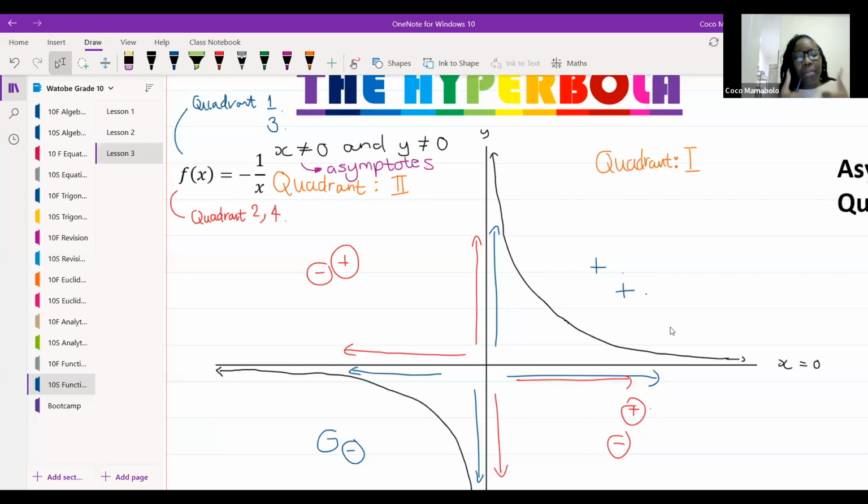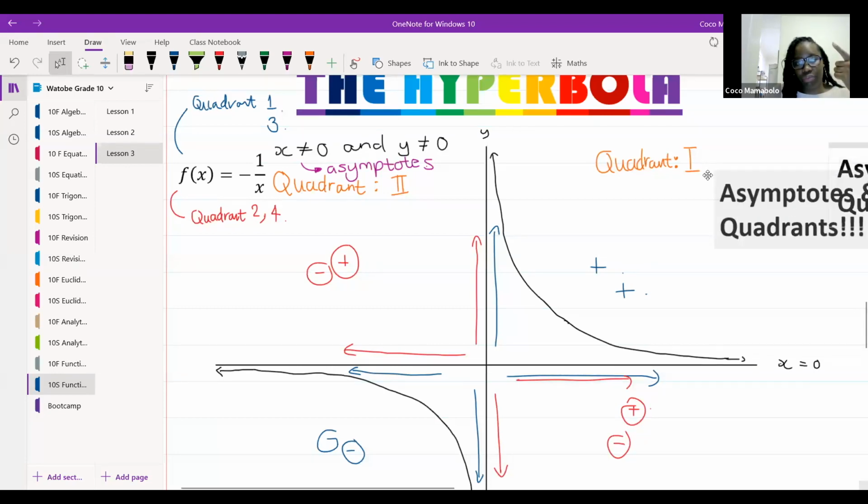All right, give me a thumbs up if we understand the quadrants and the asymptotes, because that's where we're going to pick up in the next lesson. Do we understand quadrants and asymptotes? Thumbs up.